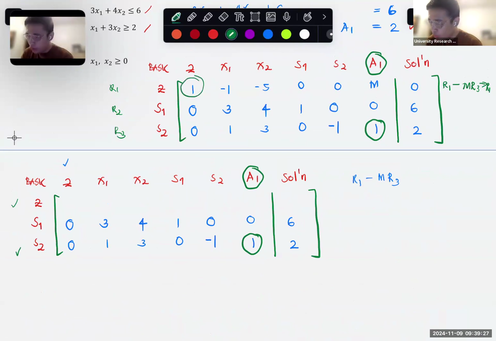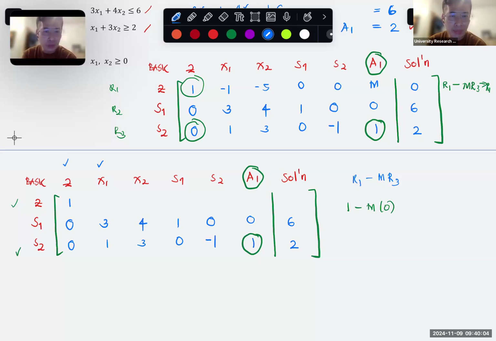So ito, which is 1 minus M. Ang R3 natin is 0. So very large number, multiply it with 0, it's 0. Okay, so 1 minus 0 is 1. So therefore, we have 1 here. Tapos, mag-proceed tayo doon sa x1. So sa x1 naman, we'll just do it mentally. So negative 1. Okay, so for our R1, ang R3 natin is positive 1.